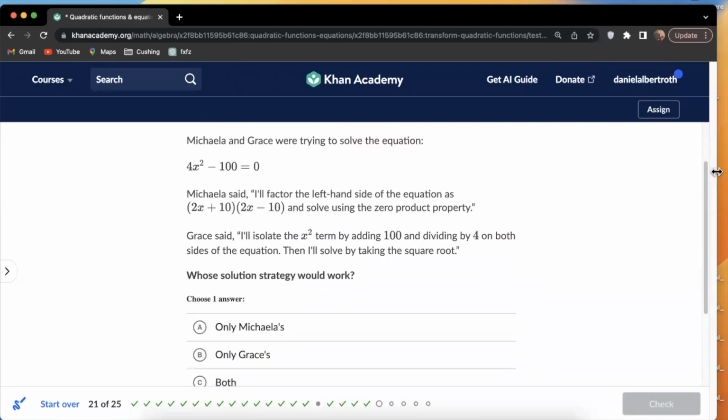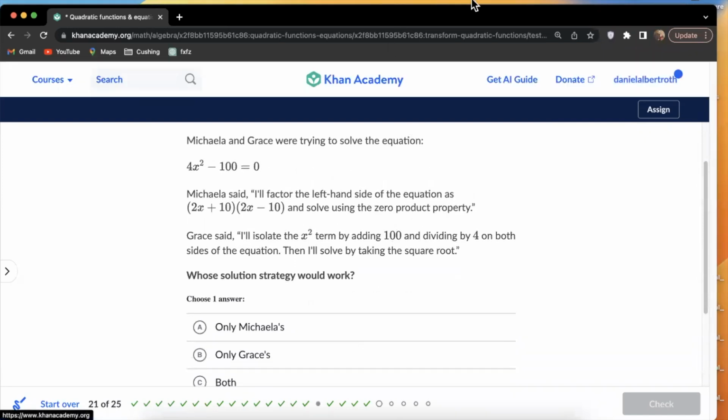Okay. So this question says, Michaela and Grace were trying to solve the equation 4x squared minus 100 equals 0. Michaela said, I'll factor the left-hand side of the equation as 2x plus 10, 2x minus 10, and I'll solve using the zero product property. That seems like a good way to solve, as long as she factored correctly. Then Grace said, I'll isolate the x squared term by adding 100 and dividing by 4 on both sides, and then I'll solve by taking the square root. So I think that definitely works.